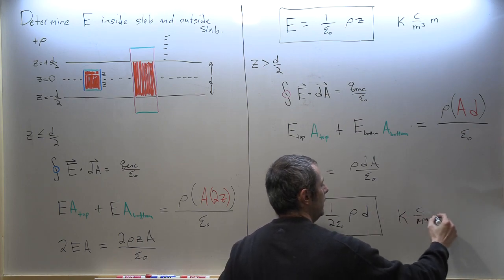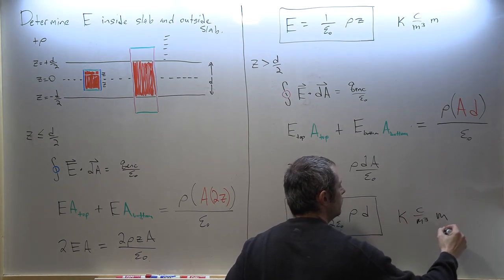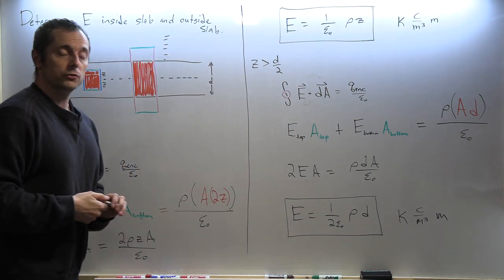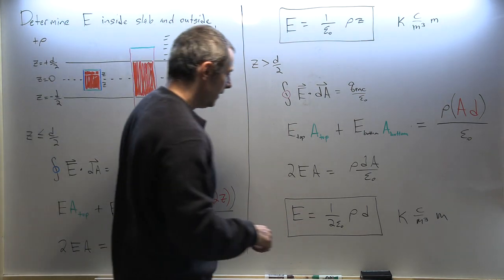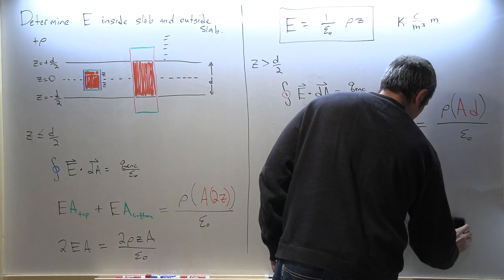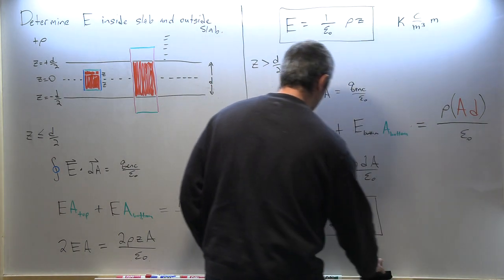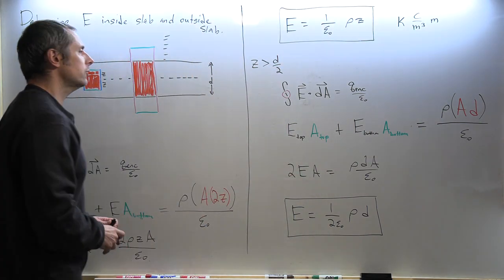And then the coordinate D, the thickness D, is in meters. We have K coulombs over meters squared, as we should, okay? All right, before I move on to one final thing of the graph, I want to graph these functions.